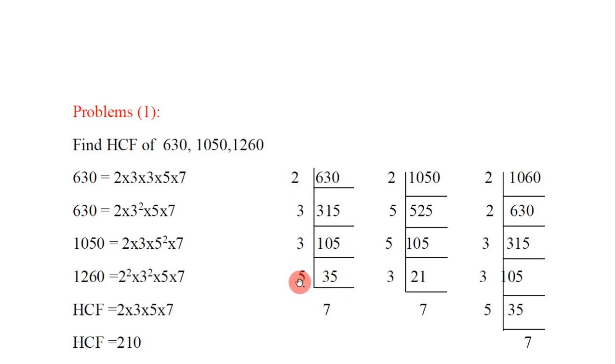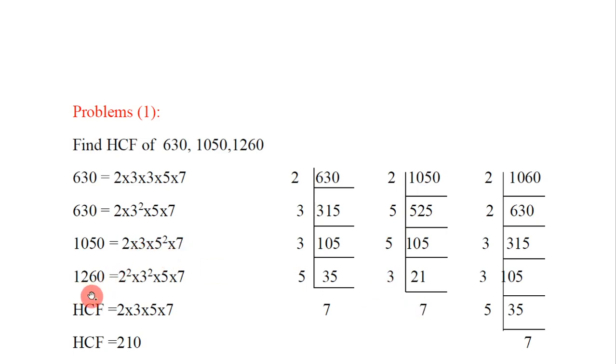So these are the factors of 630, and 630 can be written as 2 into 3 into 3 into 5 into 7. So 3 is multiplied 2 times here, so we write it as 3 power 2, and 2 power 1, 5 power 1, 7 power 1. In the same way, you find the factors of 1050. Divide by 2, then by 5, then again by 5, next by 3, next by 3 into 7. So 1050 can be written as 2 into 5 square into 3 into 7.